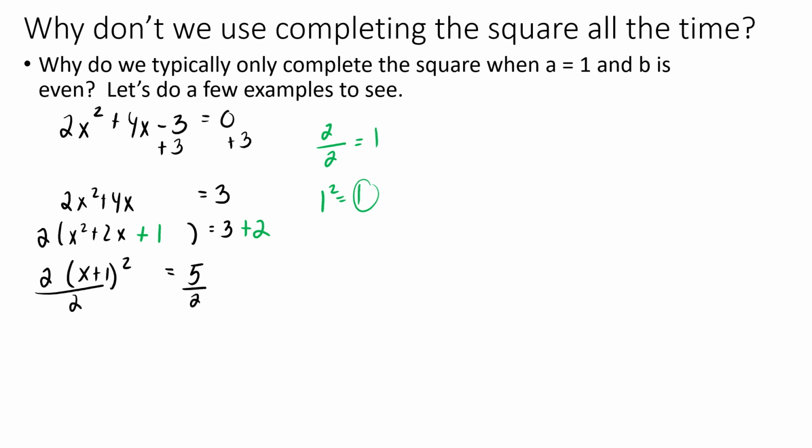Now we're going to divide both sides by 2 to get x plus 1 all squared equals 5 halves. And then per the process for solving the equation, we're going to square root both sides. And we need to remember that that's going to be plus or minus on the right-hand side there. If you square root a square, you get just whatever's inside.